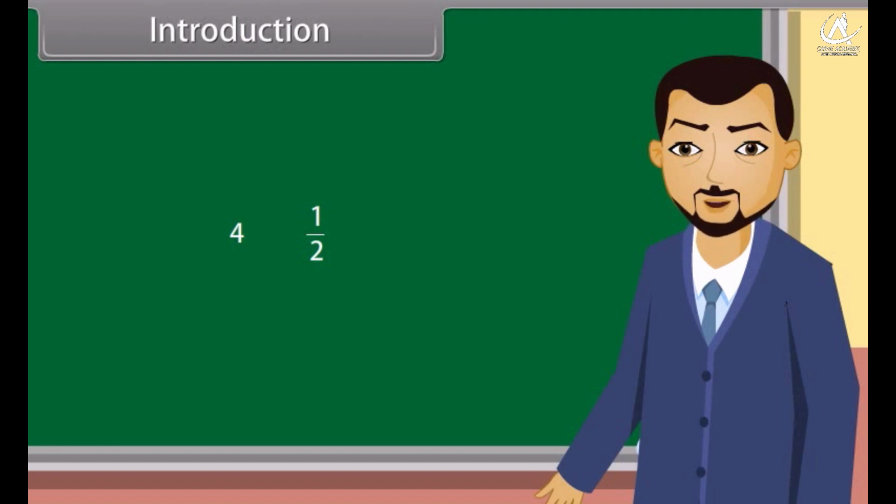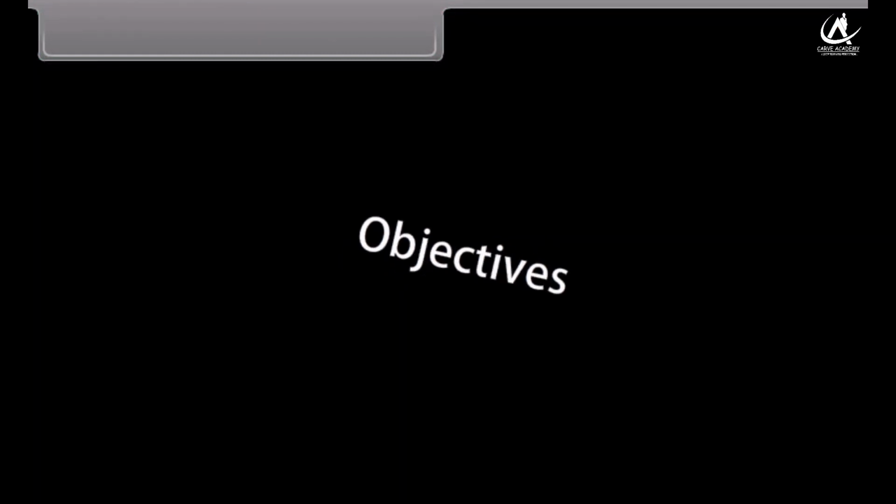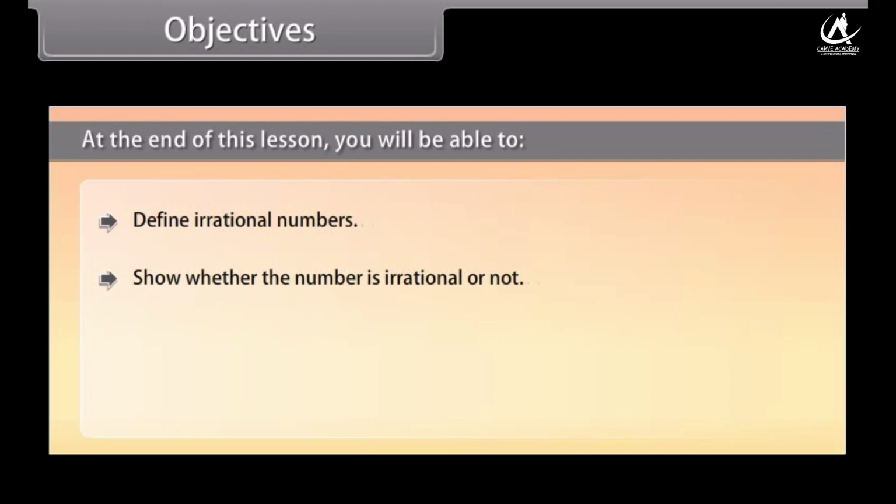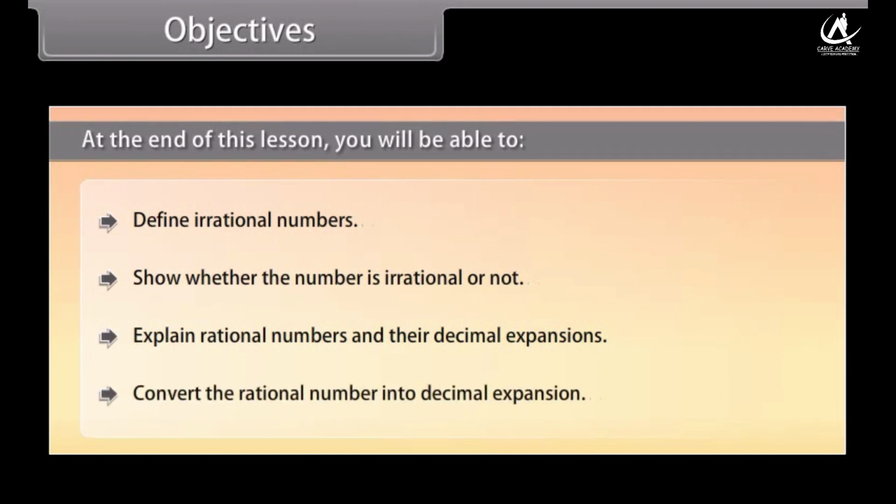Today we will learn more about rational as well as irrational numbers. Objectives. At the end of this lesson, you will be able to define irrational numbers, show whether a number is irrational or not, explain rational numbers and their decimal expansions, and convert rational numbers into decimal expansion.